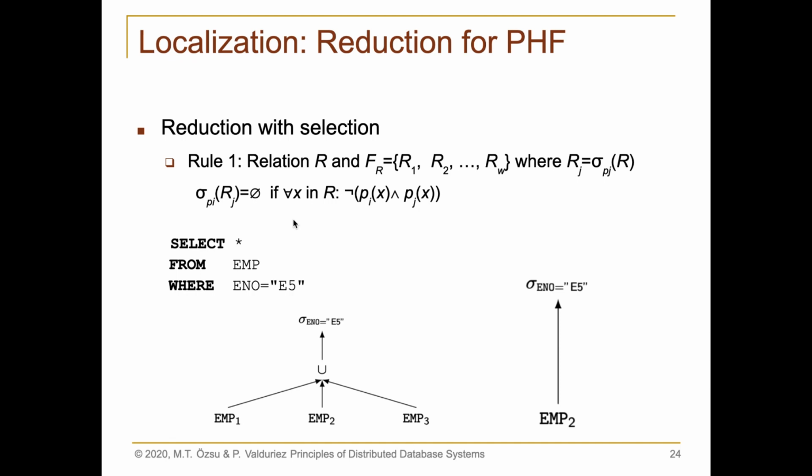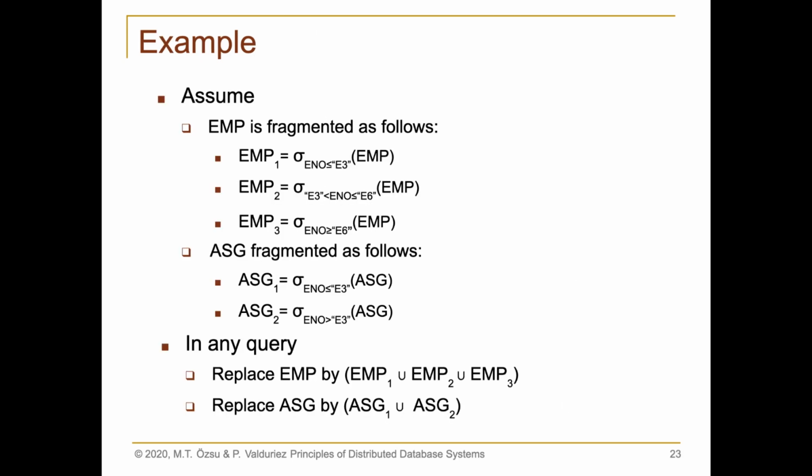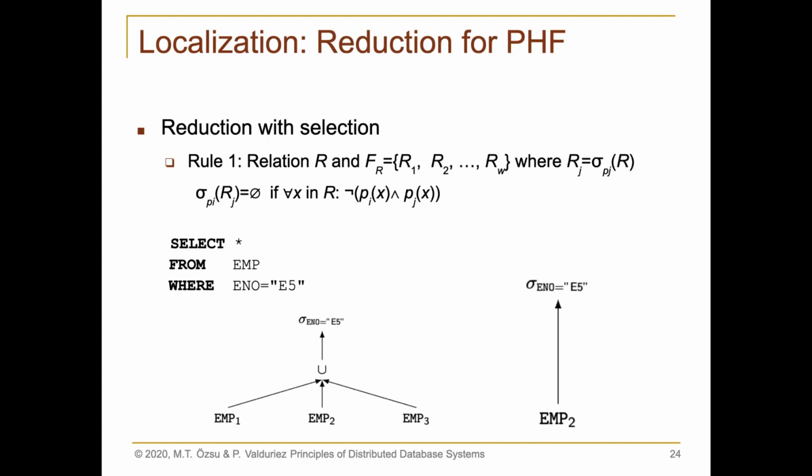Let's clarify this rule by example. Let's take a query that selects all attributes from relation employee by the condition employee number is equal to E5. As a benchmark, let's say the employee relation is fragmented into three fragments: employee 1, employee 2, and emp3. The primary horizontal fragmentation criteria are: employee number less than or equal to E3 for employee 1; E3 less than or equal to employee number less than or equal to E6 for employee 2; and employee number greater than or equal to E6 for emp3.